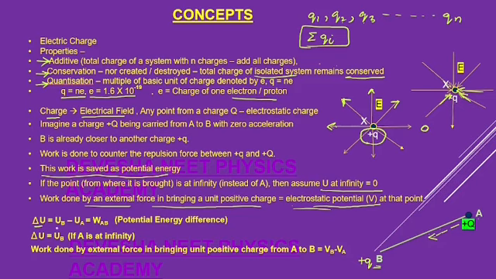So delta U is the potential energy difference. It is equal to UB minus UA, and this is the work done in bringing that charge. If A is at infinity, then U at infinity will be 0. Then delta U, which is the change in potential energy, is equal to UB, the work done by the external force in bringing a unit positive charge. So if you are bringing a unit positive charge from A to B, then this will be the change in the potential.